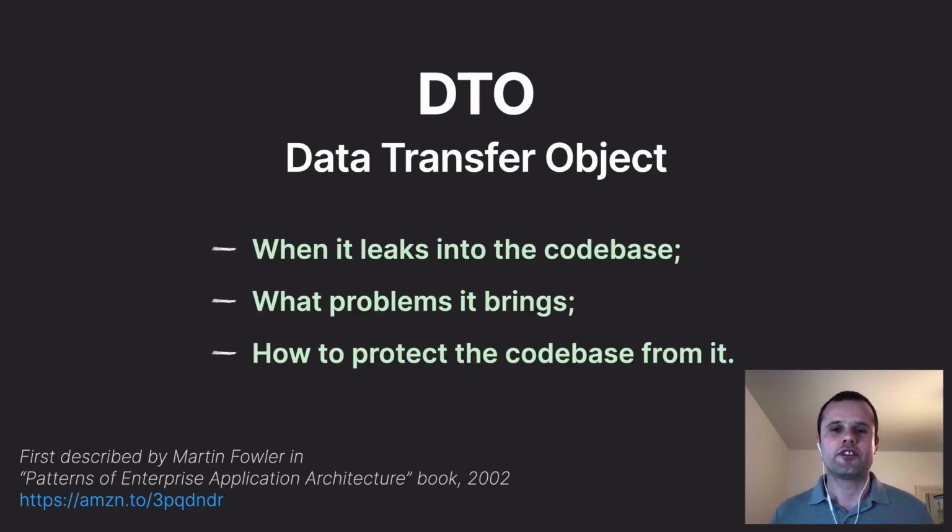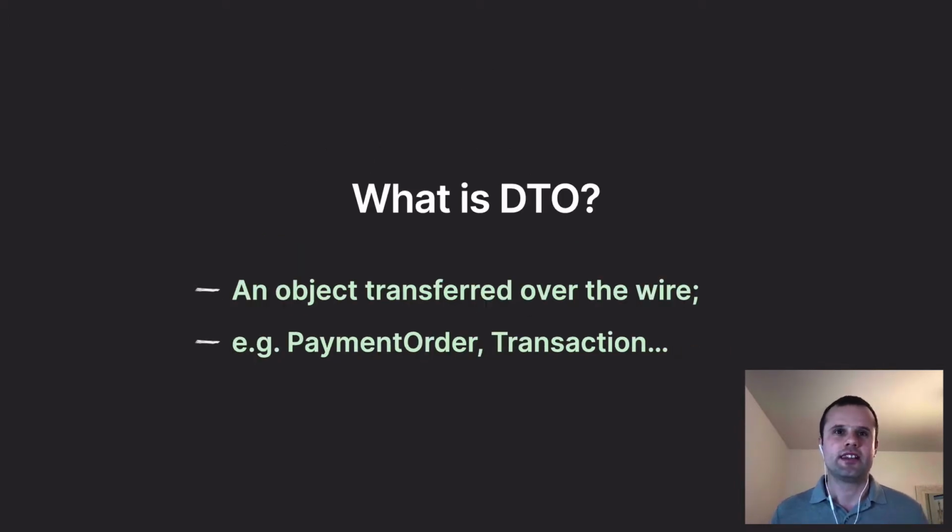Today we will explore how easy it is to let it leak into our code base, what problems it could bring, and most important, how to protect the code base from it. Let's start with what is a DTO. The data transfer object is actually what we send over the wire. We send to an API and we retrieve back from an API.